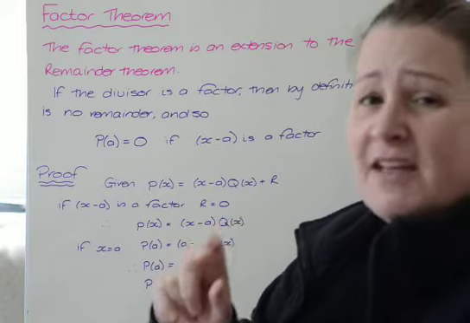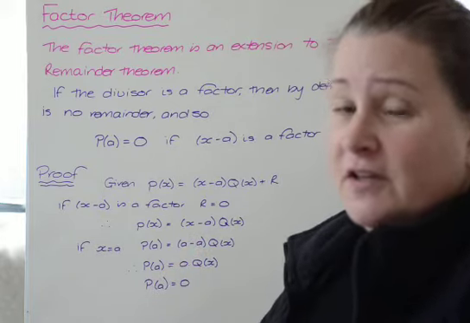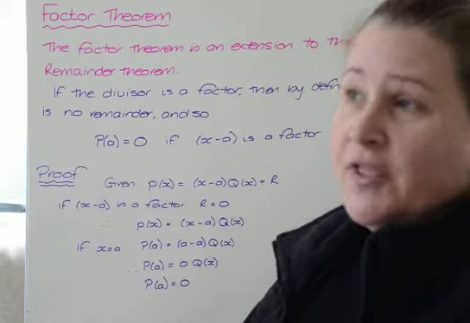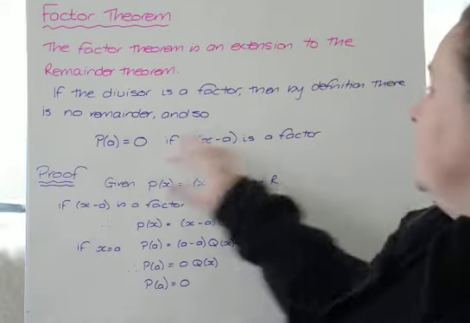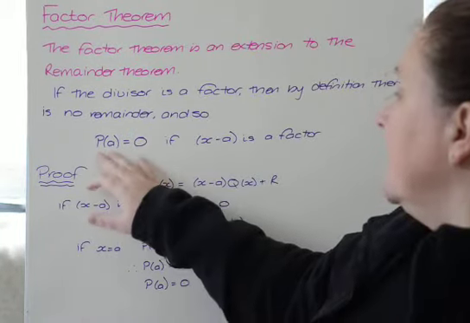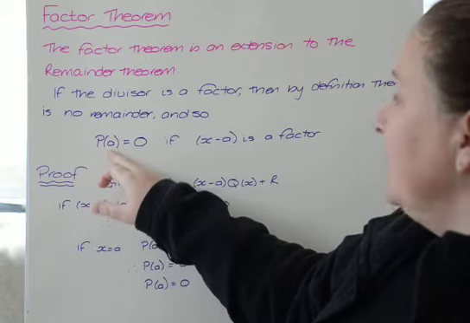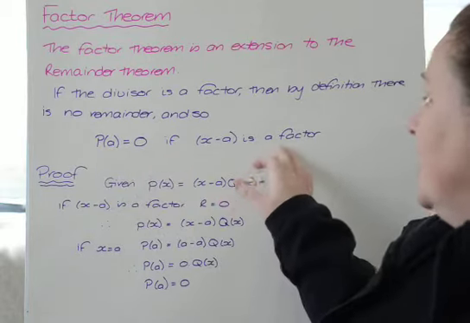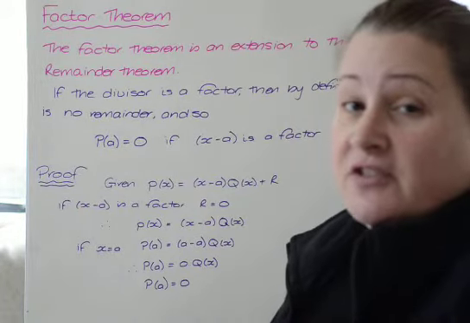Now, if that's a factor, there will be no remainder, because that's just the definition of division. You know, 2 goes into 4, there is no remainder. 2 is the divisor. So there is no remainder, so it means it goes exactly. So when I substitute the value of a, if x minus a is a factor, I'm going to end up with no remainder. So the value of the equation is just going to be 0.